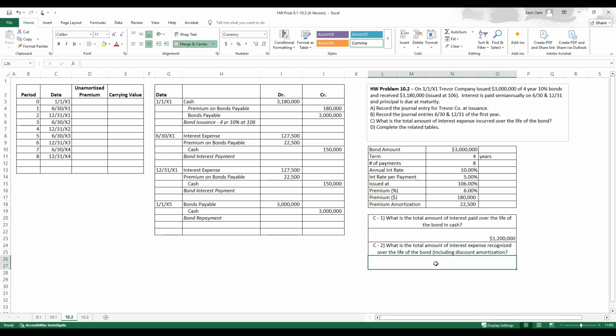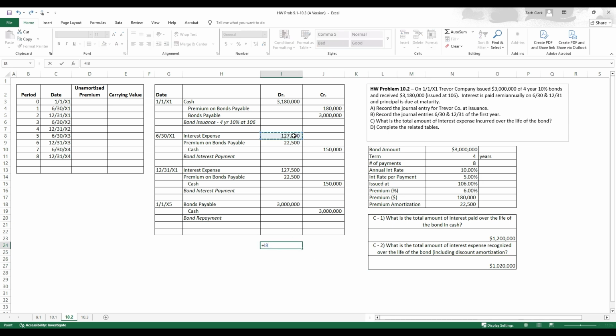Oh, and then the total amount of interest expense will be the 1.2 million of cash interest, but we reduce the amount of the interest expense by the total premium. So it'll be 1,020,000. And you can check that by looking at this times 8, because it's going to be the same amount of interest expense every single time. The journal entries, overall 8 entries, are the same. And so that is good.